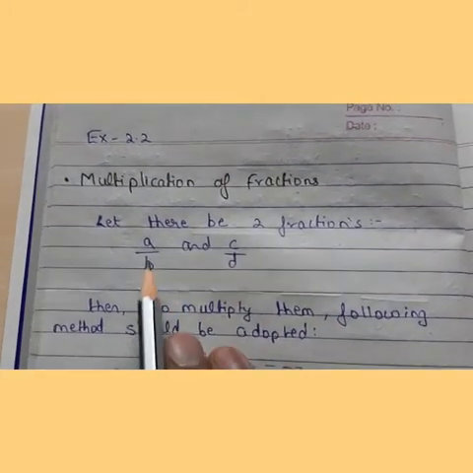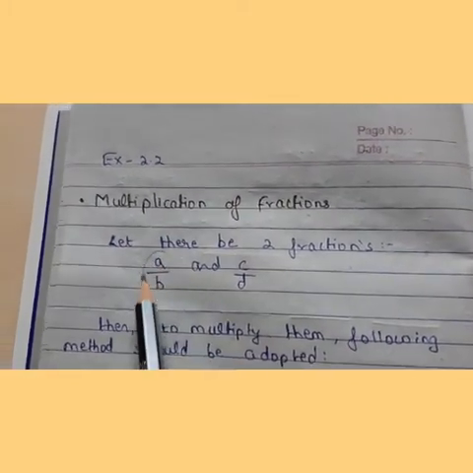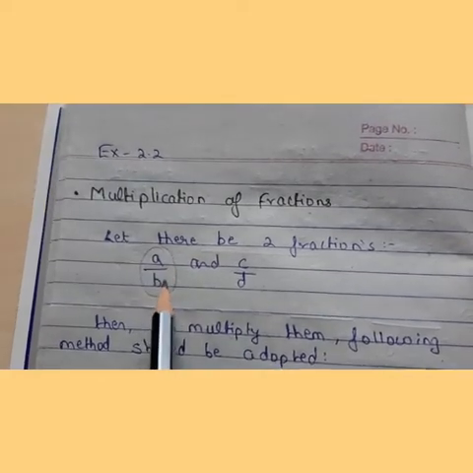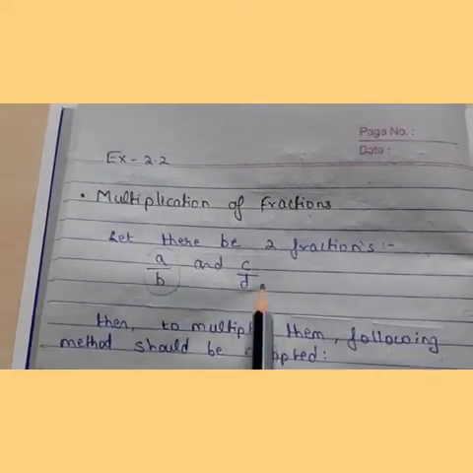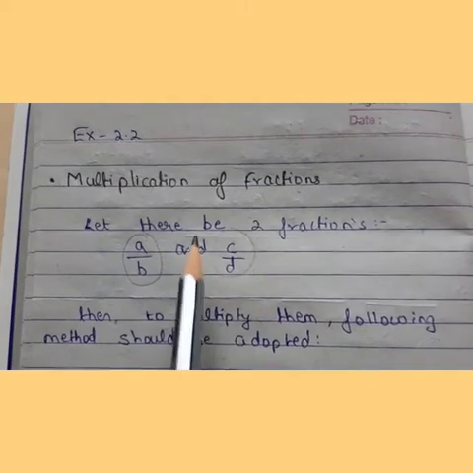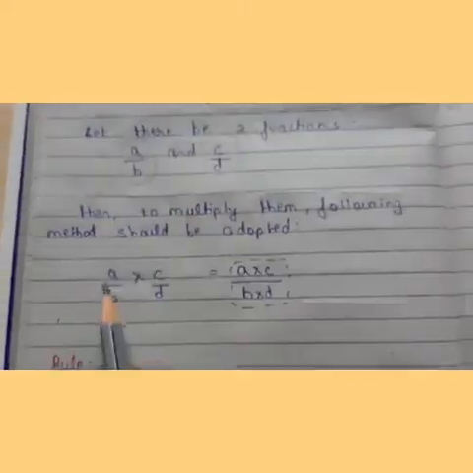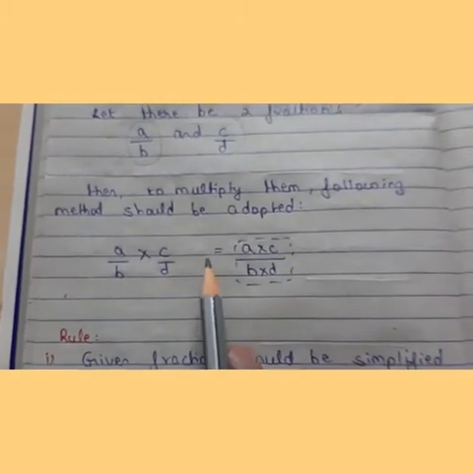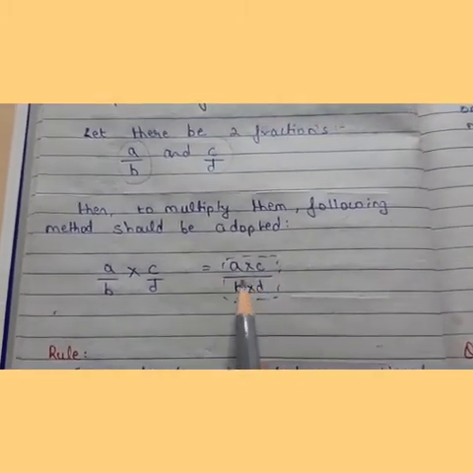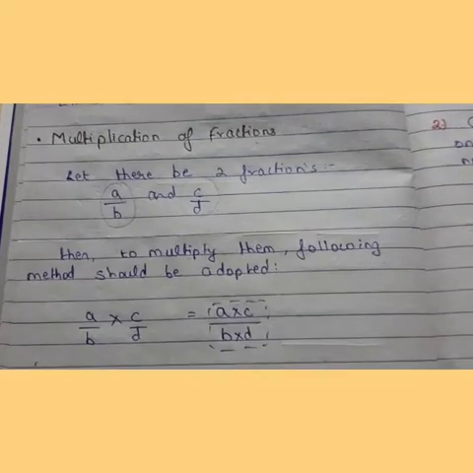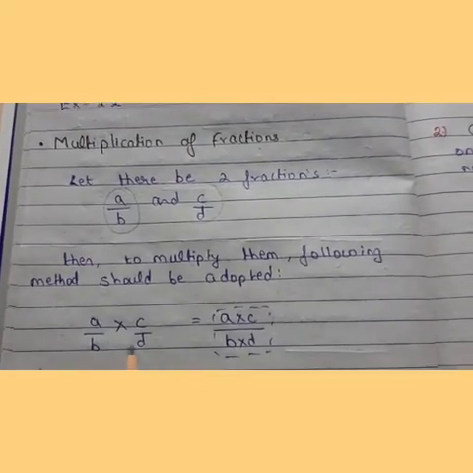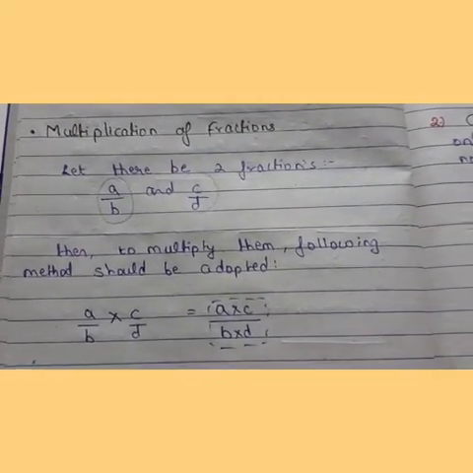As a standard form we are taking suppose a fraction a upon b and second fraction whose value c upon d they are given. Now we need to do the multiplication. So what is the process? We will write a upon b into c upon d equal to simply a into c upon b into d. That is numerator into numerator upon denominator into denominator.